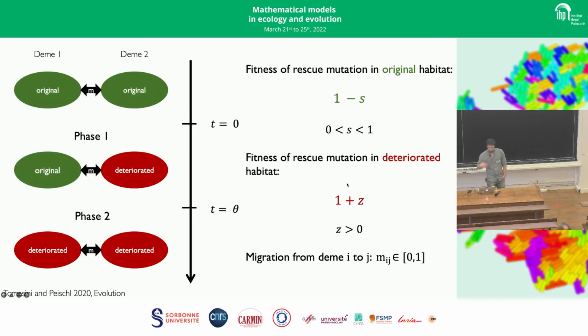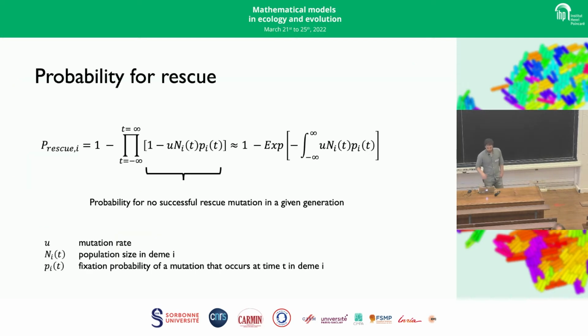And the rescue mutation in the deteriorated habitat, say red is the presence of antibiotics, has an effect z that is larger than 0. So 1 plus z is the fitness. This means rescue mutations will lead to positive growth in the deteriorated habitat. We can then write down a formula for the probability of rescue. That's relatively straightforward probability theory, if you want.